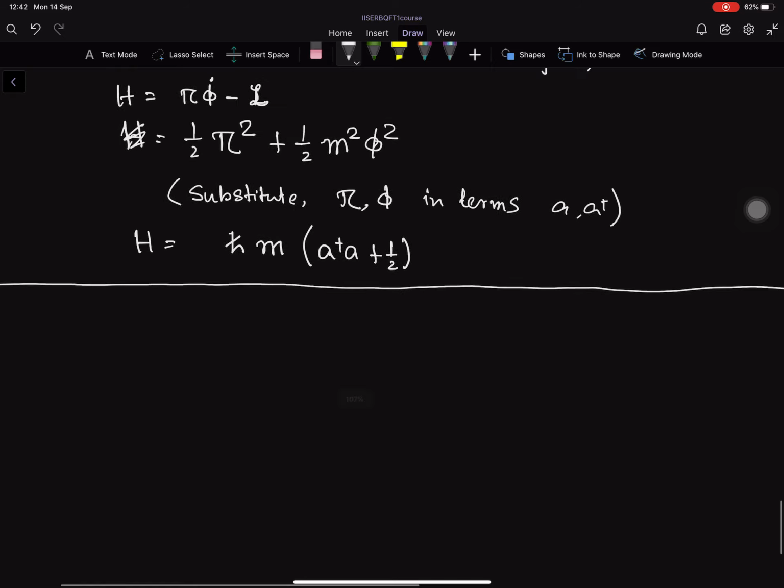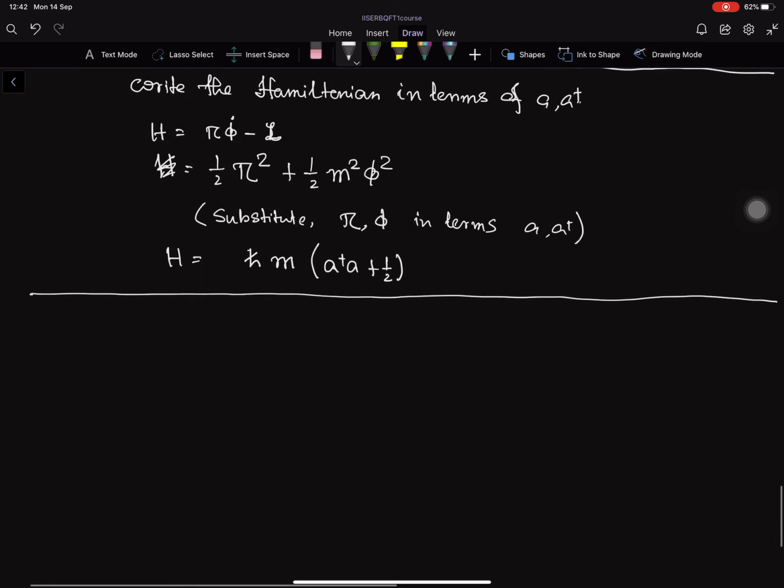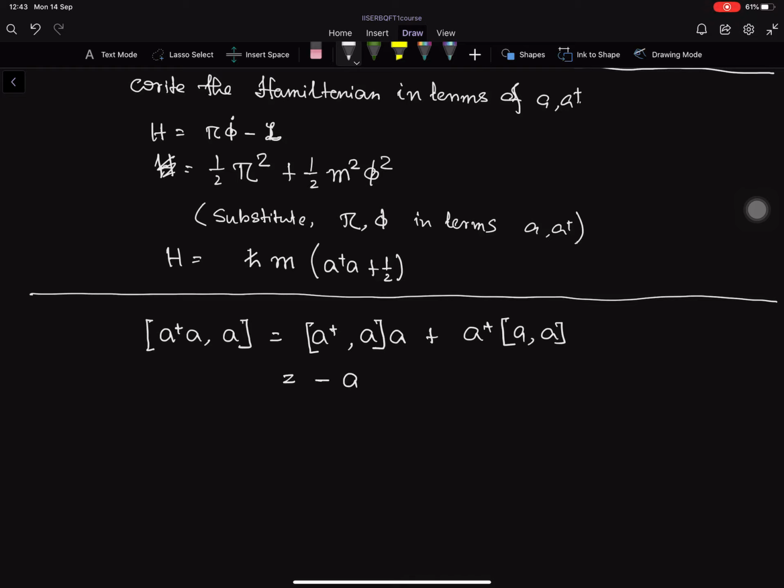Okay, now let's try to derive some useful formula. So let's try to compute the commutator of A dagger A with A. The commutator of A dagger with A is A dagger [A, A] plus [A dagger, A] A, which is the same as minus A, because this thing is minus 1 and this is 0.